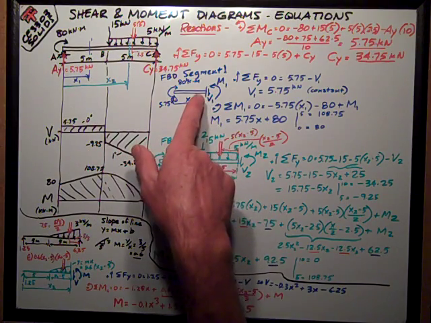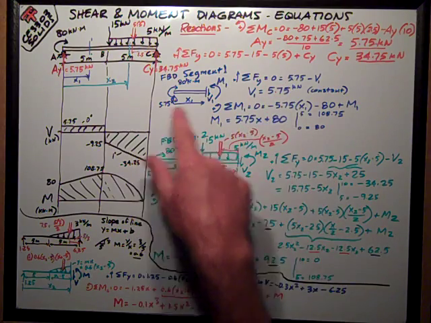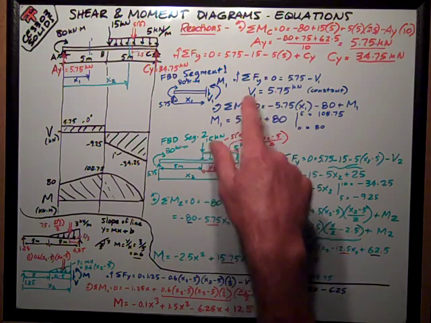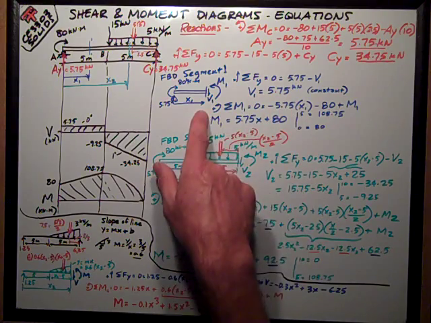Then I have my internal forces, my shear and my moment. I do sum of forces in the Y. That's real easy. It's just 5.75 minus V, so V is 5.75 constant. We'll graph that in a minute here.